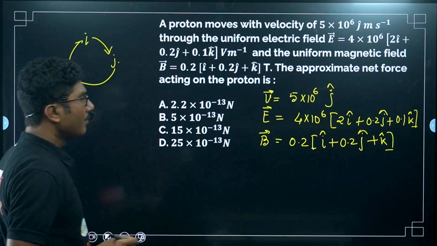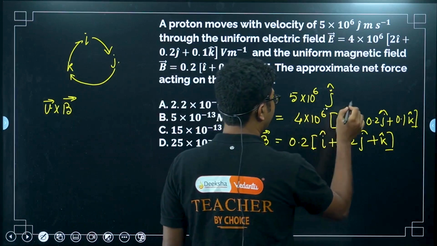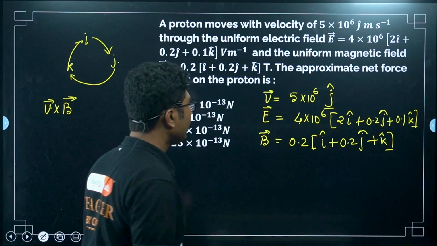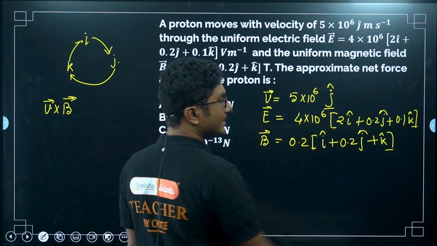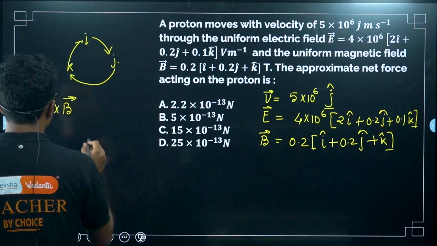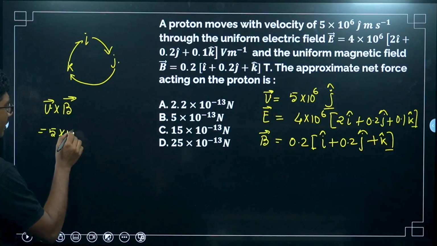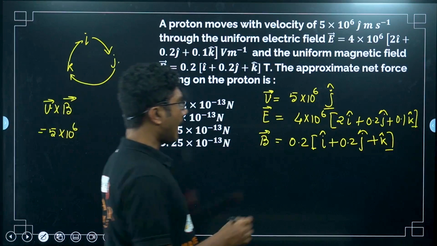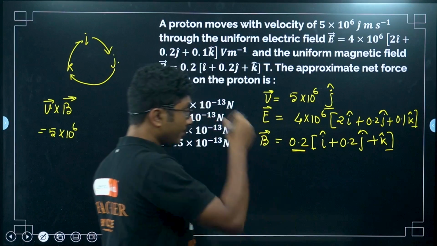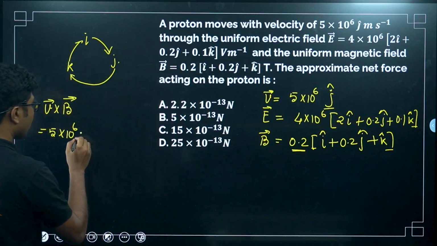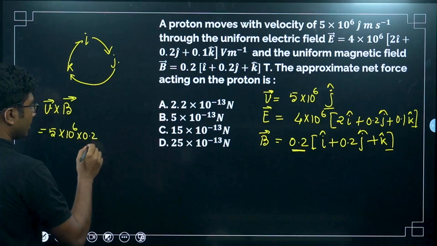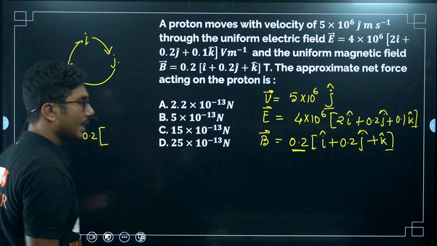So, if you see, V is j cap. This value is a constant, a scalar constant. So, we will write this as 5 times 10 to the power of 6. This is a constant, and 0.2 is common from B as well. So, we will write all the constants first. All the constants that are common, I will write first.